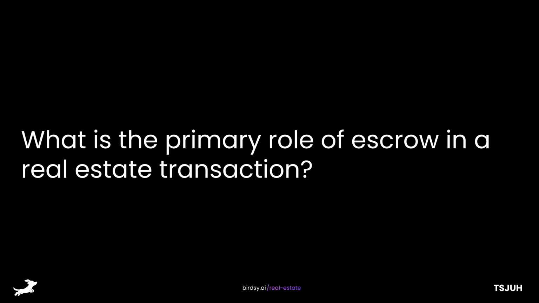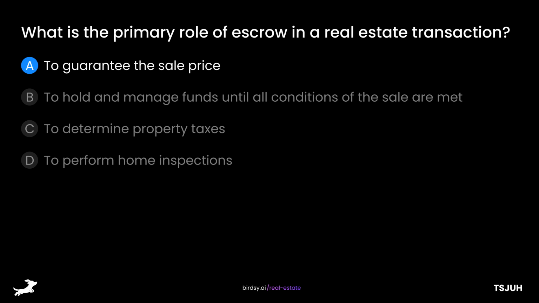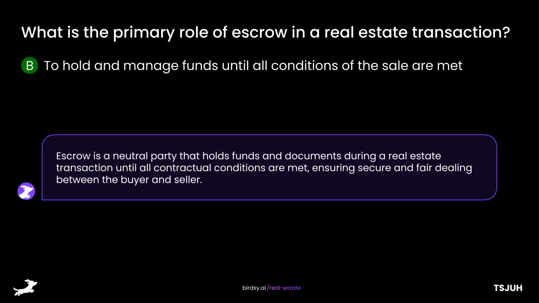What is the primary role of escrow in a real estate transaction? Is it A, to guarantee the sale price, B, to hold and manage funds until all conditions of the sale are met, C, to determine property taxes, or D, to perform home inspections? The answer is B, to hold and manage funds until all conditions of the sale are met. Escrow is a neutral party that holds funds and documents during a real estate transaction until all contractual conditions are met, ensuring secure and fair dealing between the buyer and seller.